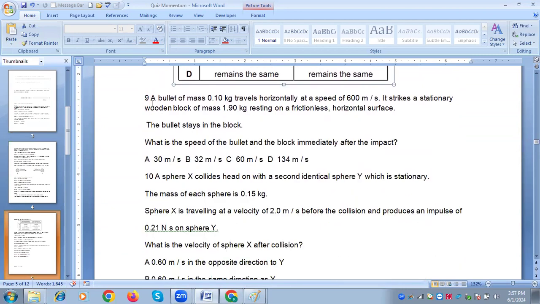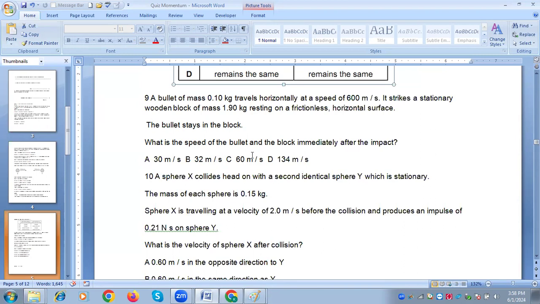Now, MCQ number 9. A bullet of mass 0.1 kg travels horizontally at a speed of 600 meter per second. It strikes a stationary wooden block of mass 1.9 kg resting on a frictionless horizontal surface. The bullet stays in the block. What is the speed of the bullet and block immediately after the impact?